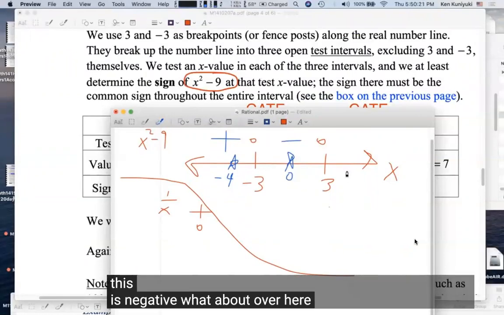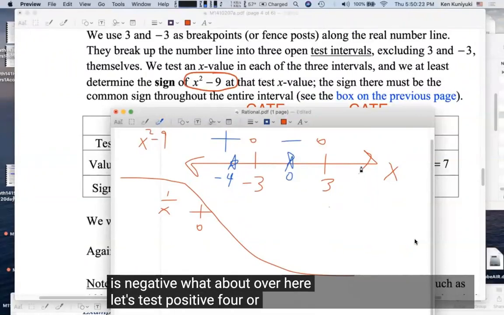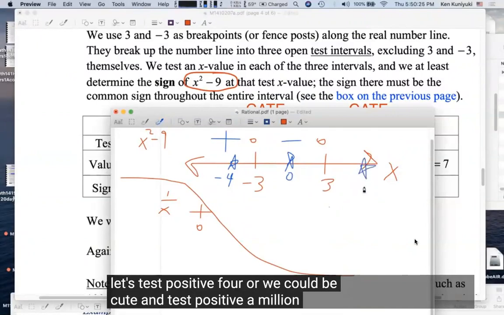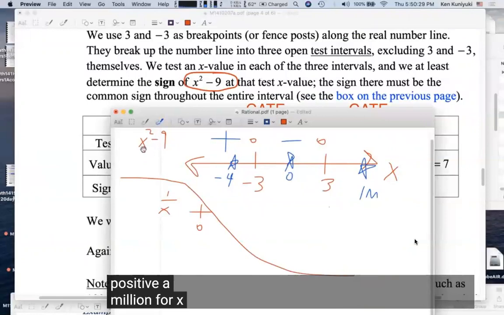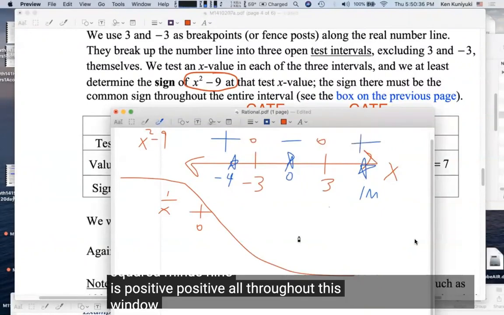What about over here? Let's test +4. Or we could be cute and test +1,000,000, not to scale. Plug in +1,000,000 for x. Obviously, 1,000,000 squared minus 9 is positive all throughout this window.